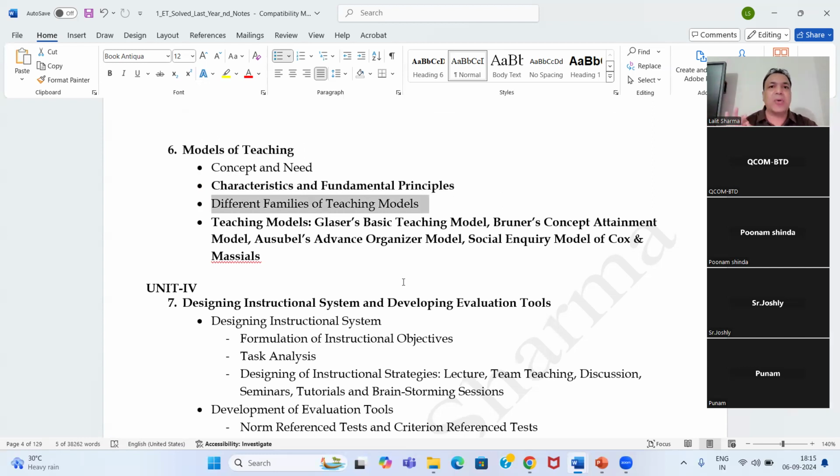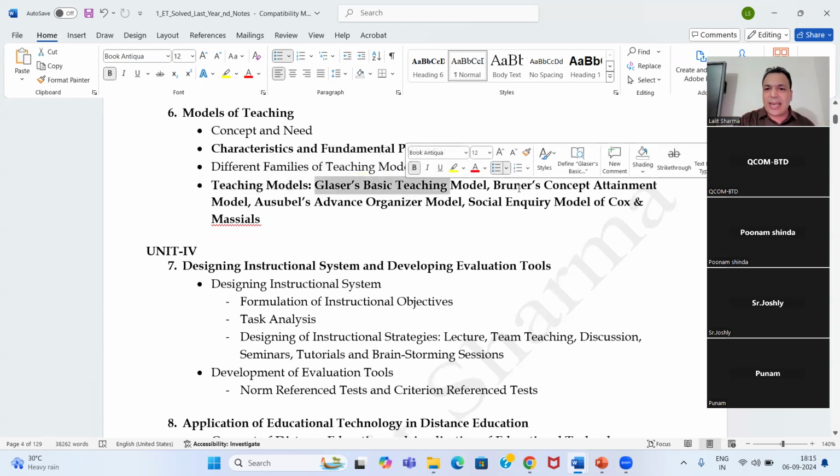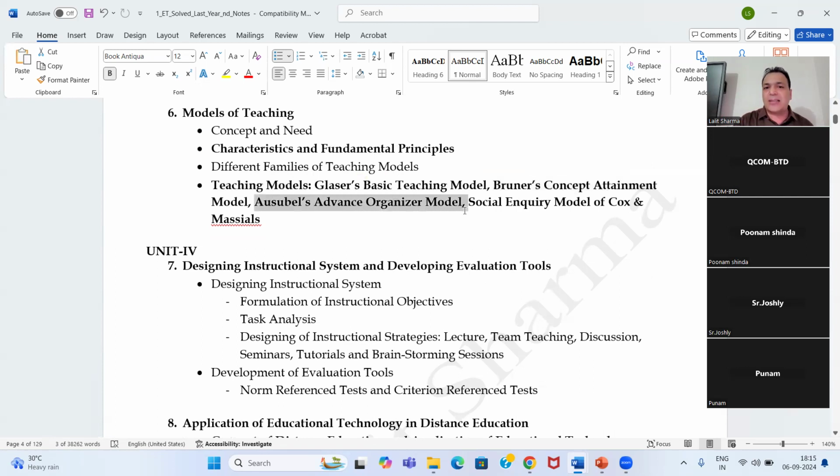In fact, last time the question has come, what do you understand by models of teaching? Define the different families of teaching models, right? One full-fledged question. I have given you the notes. Okay, it is designed very effectively. And last, teaching models. One is Glaser model, second Bruner concept attainment model, Ausubel advance organizer model, social inquiry model, Cox and Messels.